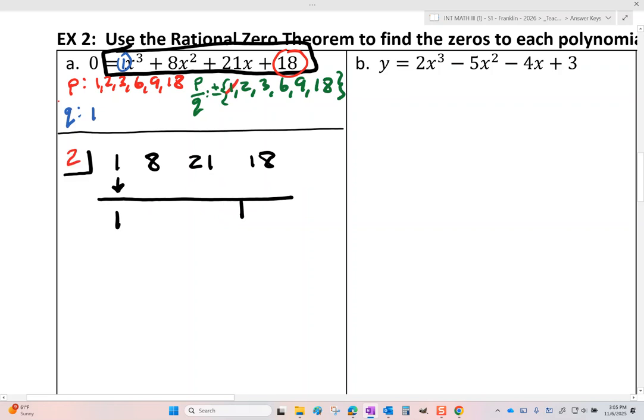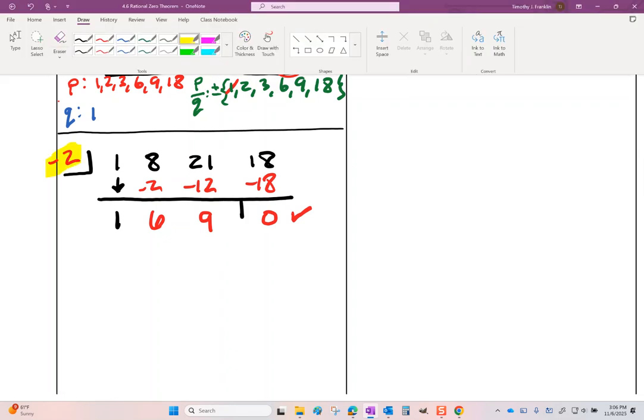Let's go on to 2. We're just moving down our list. So 1 times 2 is 2. We get 10 times 2 is 20. This is 41. This isn't looking good. 82 is not going to get us 0 there. Let's try negative 2. 1 times negative 2 is negative 2. So that's 6. Negative 12. That's 9. Negative 18 and 0. So we know this is a 0. So -2 is one of our possible solutions.